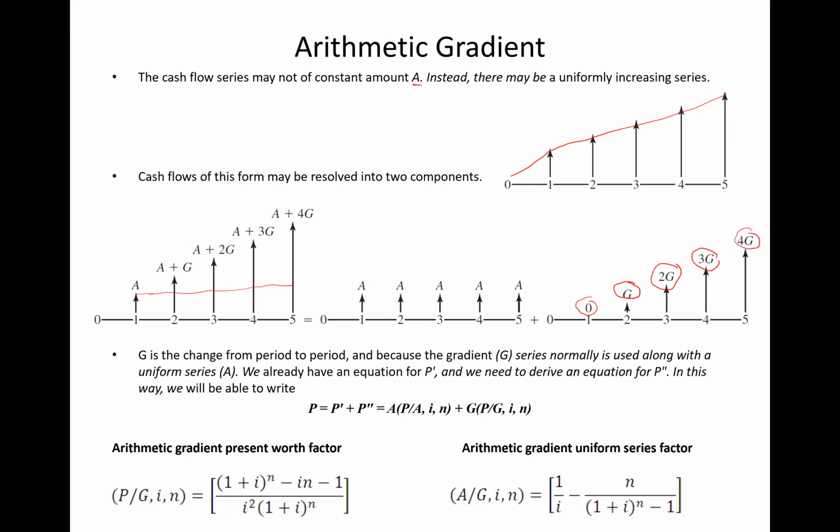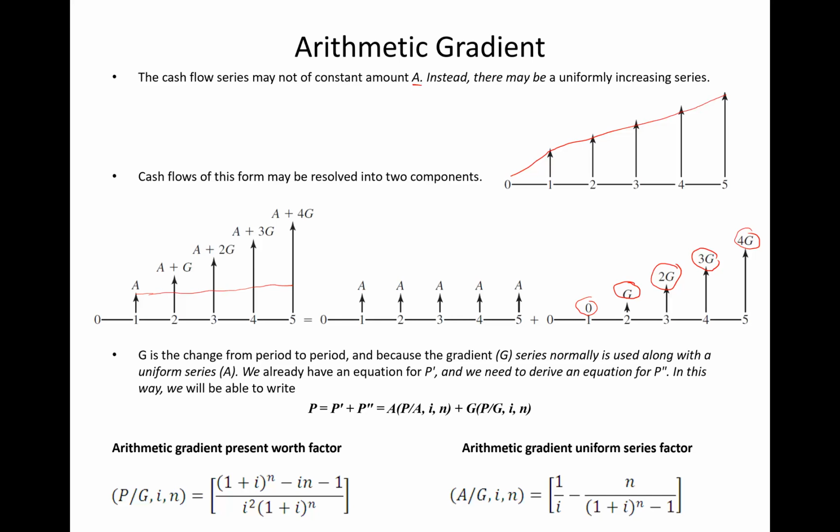So please look carefully at this cash flow. The cash flow starts from year 0. Year 1 should be 0. After that we have G, the third one 2G, the fourth one 3G, the fifth one 4G. So as you see here, it starts with 0 at year 1 and each year it increases by G. When we divide the cash flow, you get a uniform series like that plus a cash flow like that, that means 0, G, 2G, 3G and 4G. This is what we call the arithmetic gradient.